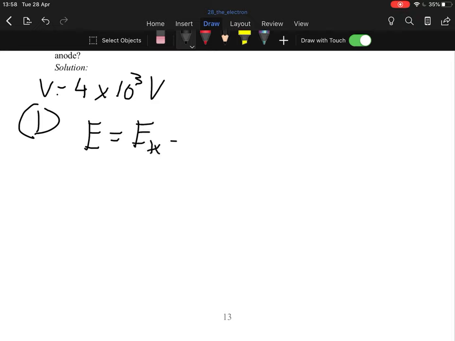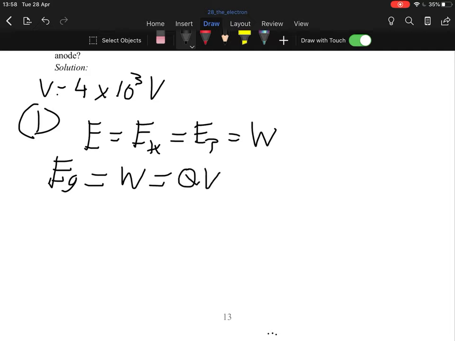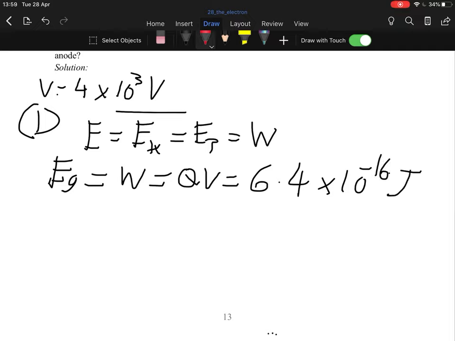Well, what is energy? So energy equals the kinetic energy equals the potential energy. What else does it equal? Work done. Okay, so the energy gained, I'm just going to call it EG, equals the work done, which equals QV. What are we dealing with? We're dealing with the charge of an electron, and we have the voltage of 4 by 10 to the 3. So therefore, that should be 6.4 by 10 to the minus 16 joules.